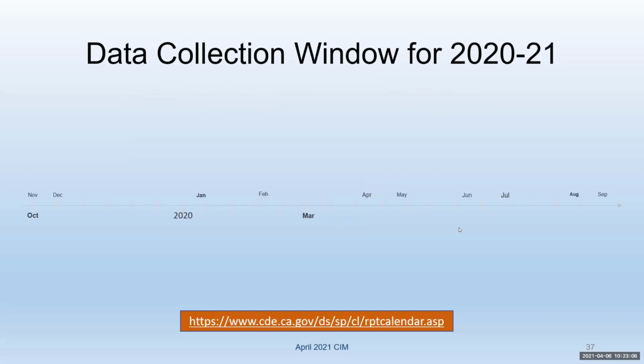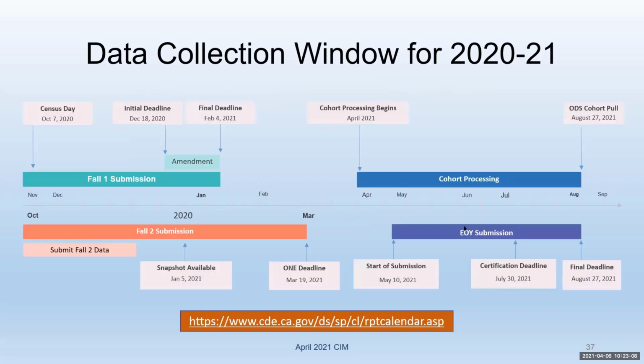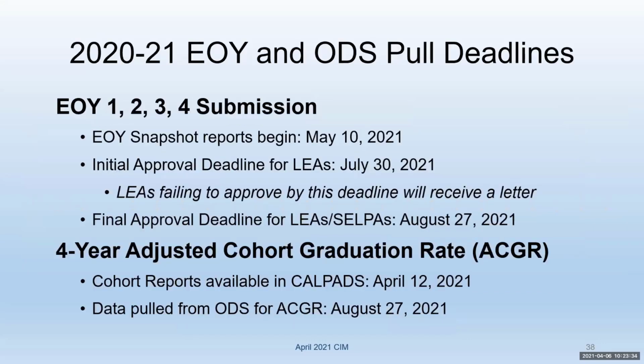Our first two slides are just reference slides for you. You've probably seen this one already. Everything on the left-hand side of the screen is in the past. So we're focusing going forward, April through the end of the school year. Cohort processing starts next week, and end of year submission starts May 10th. You can start submitting end of year data now, but you just won't see any snapshots until the May 10th timeframe. And then this next slide is the same dates, just listed out a little bit differently.